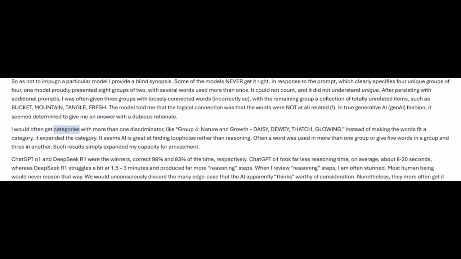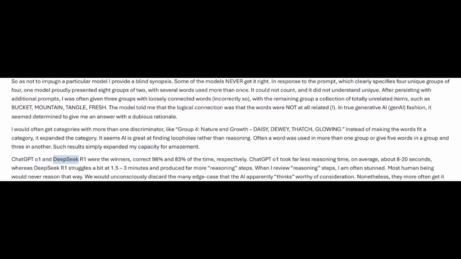I would often get categories with more than one discriminator, like Group 4, Nature and Growth: Daisy, Dewy, Thatch, Glowing. Instead of making the words fit a category, it expanded the category. It seems AI is great at finding loopholes rather than reasoning. Often a word was used in more than one group, or it would give 5 words in a group and 3 in another. Such results simply expanded my capacity for amazement.